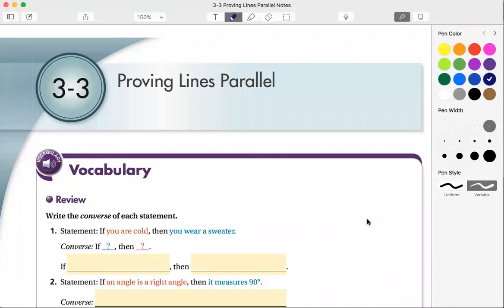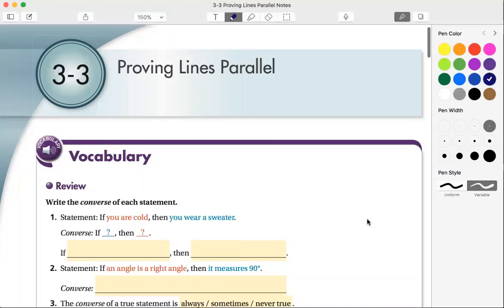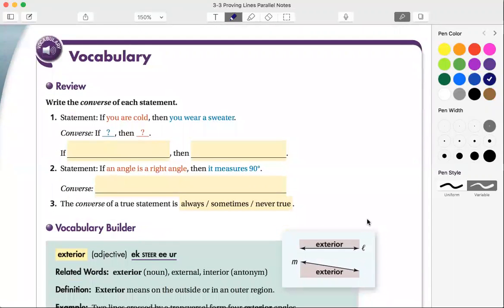All right, this is section 3-3, proving lines are parallel. So again, we're going to start with some vocabulary review. Let's write the converse of each statement. The statement that's given to us: if you are cold, then you wear a sweater. The converse is just the opposite, or just the reverse, excuse me.